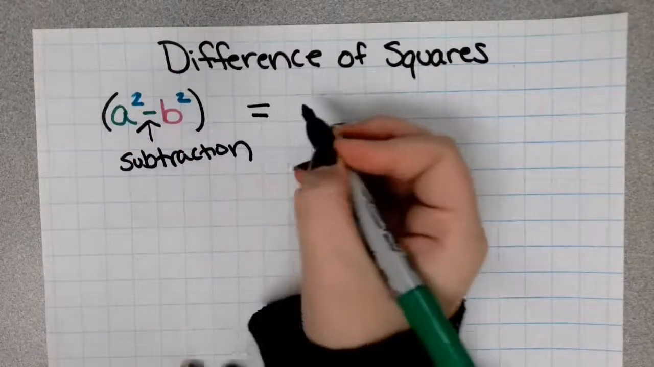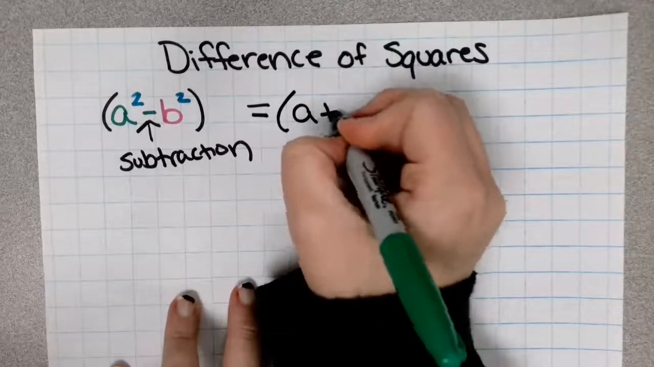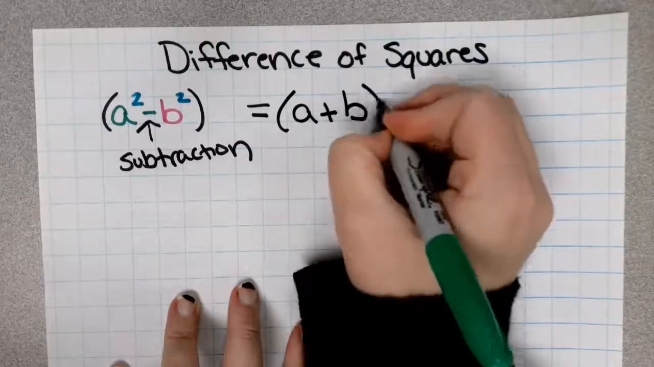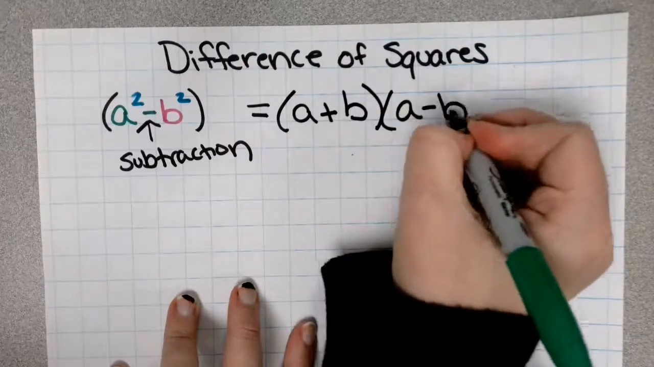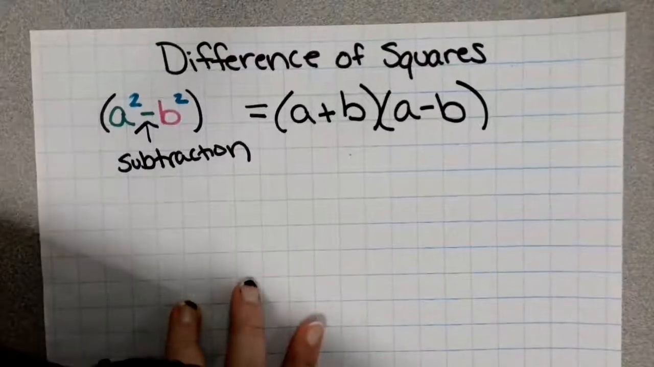The factored form of this will be a plus b, a minus b. And I'll show you why it works.